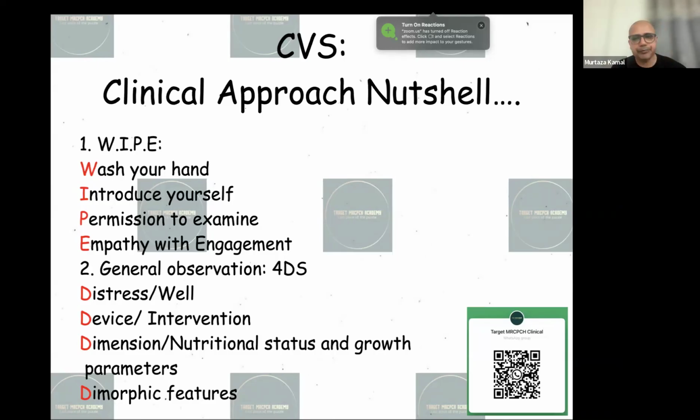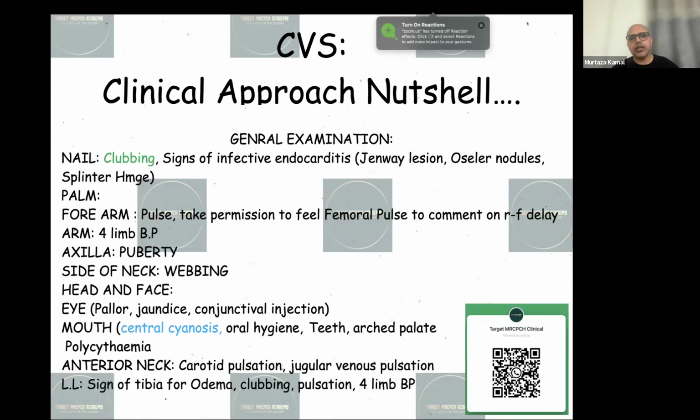This is very important. Then, moving on to the general examination, the important thing is to start from the nails. You have to look for clubbing, and for clubbing we all know the classical sign. You don't have to touch the patient. You have to ask them to make this diamond. So that is very important. You have to comment on the signs of infective endocarditis.